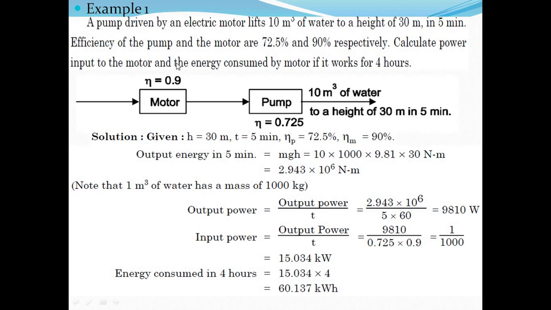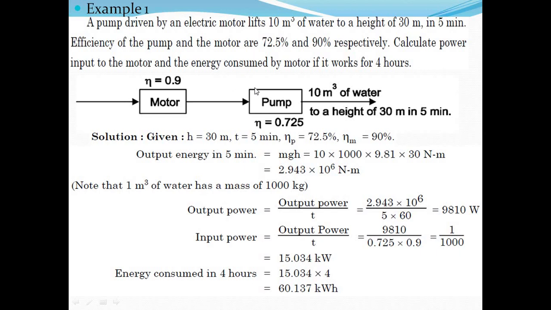Now this is again a system from electrical to mechanical, but the difference is that different efficiencies are given. A pump driven by an electric motor lifts 10 meter cube of water to a height of 30 meter in 5 minutes. Efficiencies of the motor and pump are 72.5% and 90% respectively. Calculate the power input to the motor and the energy consumed by the motor if it works for 4 hours. Here the efficiencies of motor and pump are given separately.